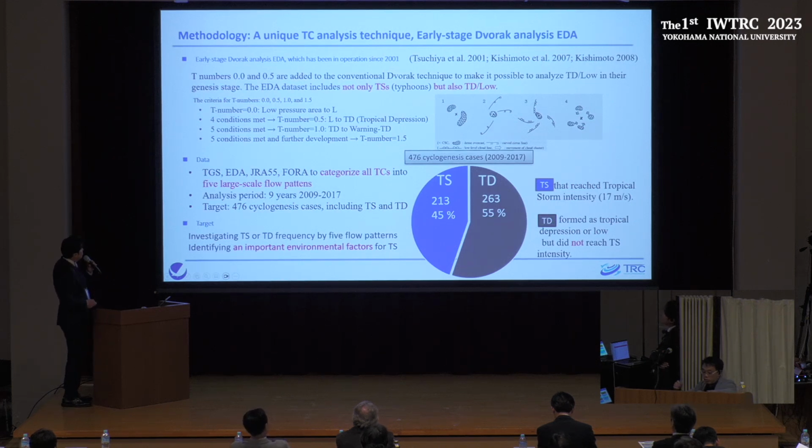Therefore, the EDA dataset includes not only the tropical storms, but also the TDs or lower that did not reach tropical storm intensity. For example, out of the 476 cyclogenesis cases during the analysis period of 9 years, 45% were TS cases and 55% were TD cases. So we used this EDA data and the JRA-55 reanalysis data to categorize all tropical cyclones, including the TD and the TS, into the 5 large-scale flow patterns.